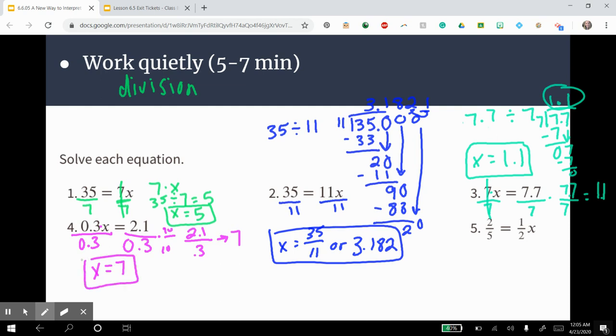So thinking about these as fractions can really help you use what you know about equivalent fractions to make these problems easier for yourself. No need to make it tough.